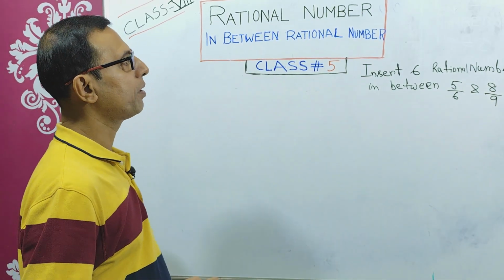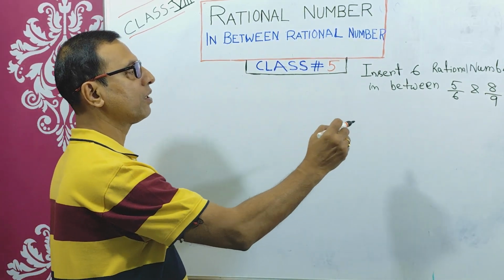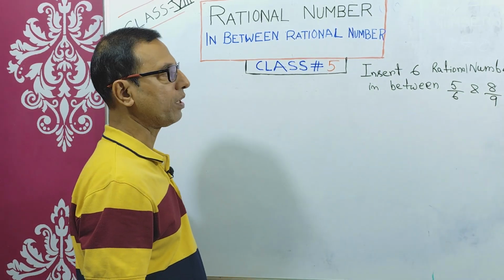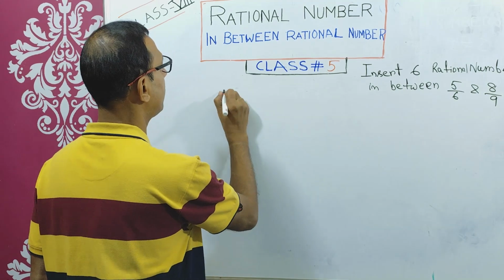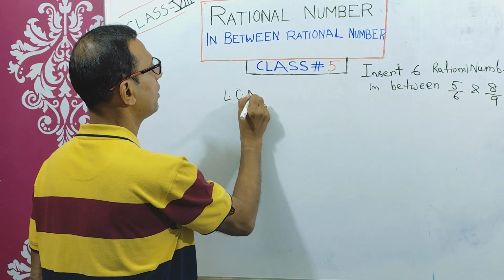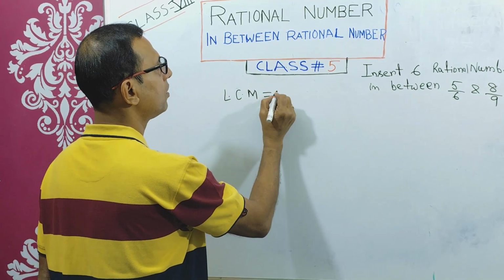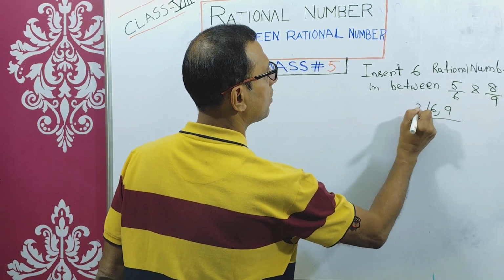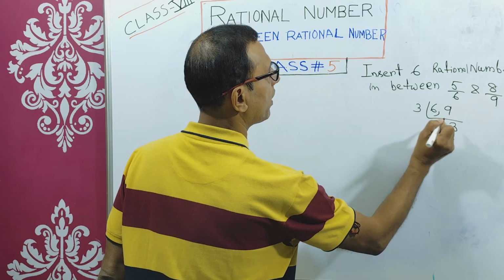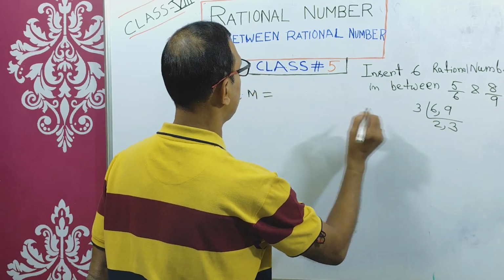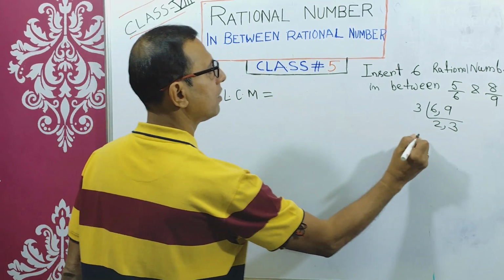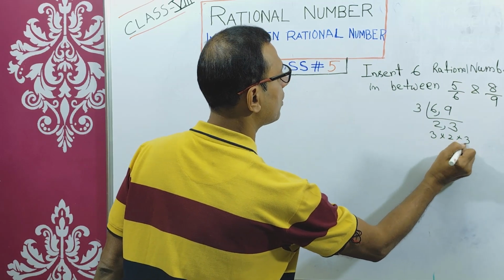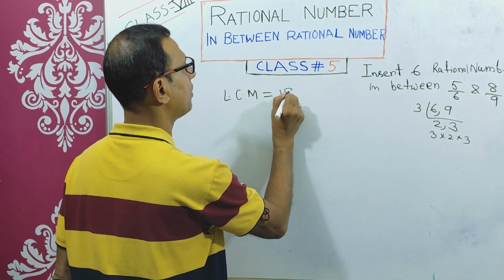So what was our step number 1? Step number 1 was you need to check the denominator. 6 and 9, these two are not equal. So what you need to do? You need to make the LCM. So what is the LCM? LCM of 6 and 9 is 3 into 2 into 3, so LCM equals 18.